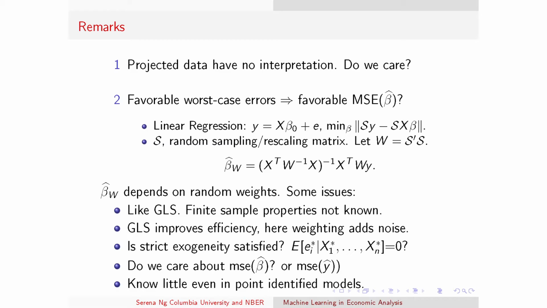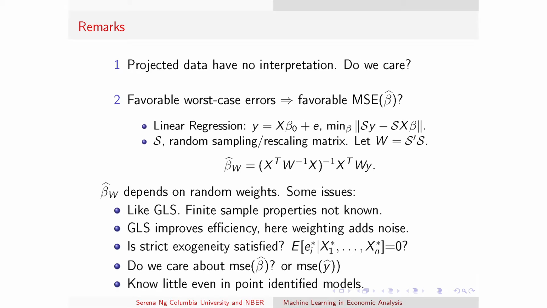Interesting to me is that GLS was developed to improve efficiency because we reweight the data according to the variances, so it reduces variance. But in this case, we reweight the data, we inject randomness into it. It actually adds noise to the estimator. Along the lines of GLS, once we reweight the data, we might also want to think about whether strict exogeneity actually holds, because we are reweighting all the data. Is it the case that the weighted data is orthogonal to the weighted errors?